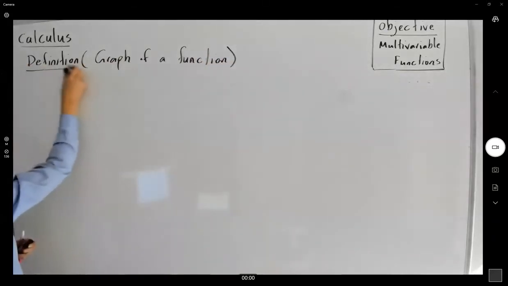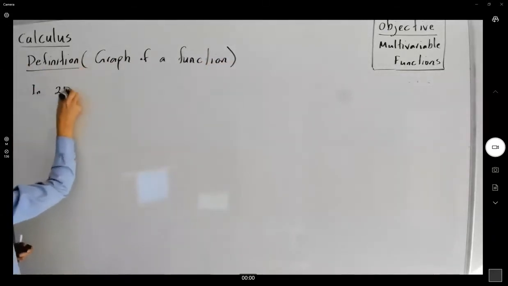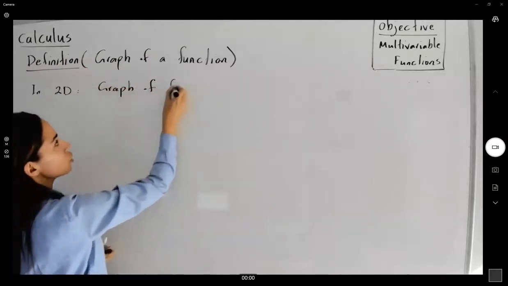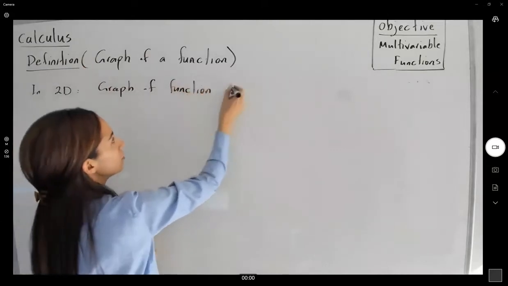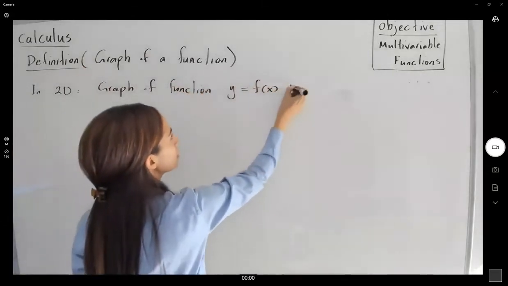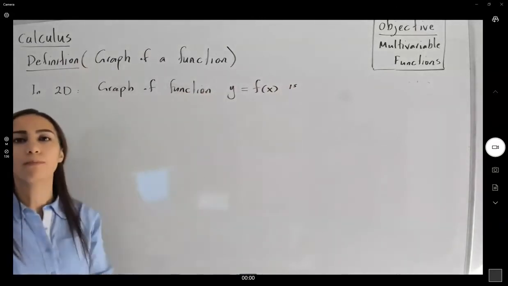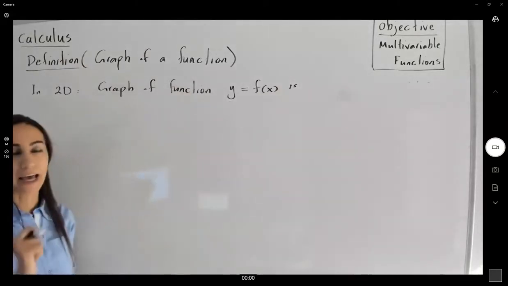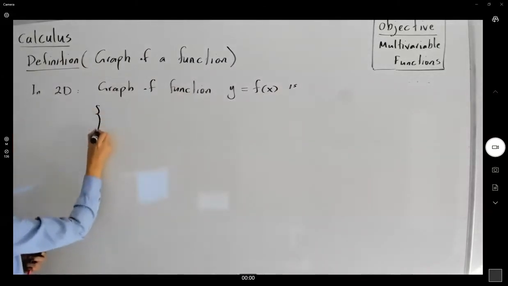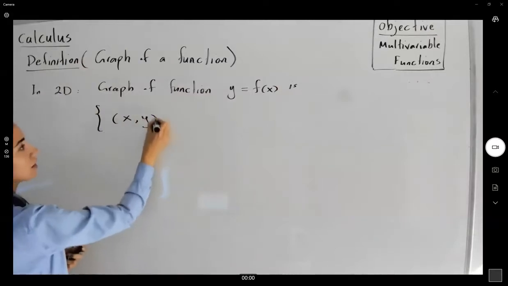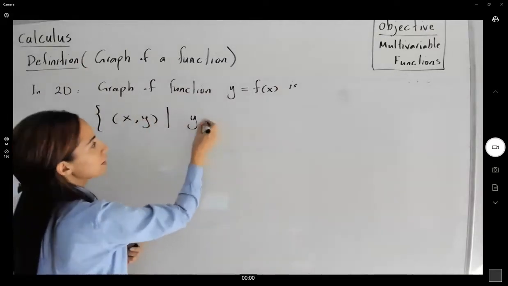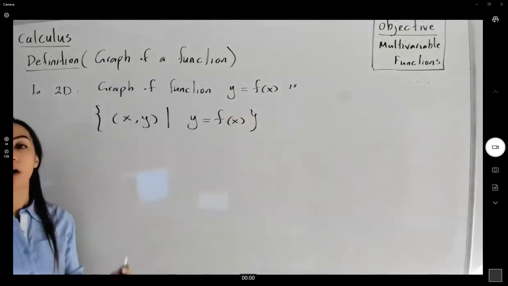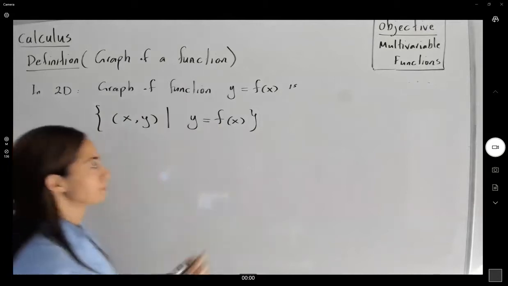First of all, recall that in two dimensions, the graph of a function y equals f of x is the collection of all points that satisfy the relation between y and x. It is the set of all x and y's such that y is equal to f of x. This is part of the plane.